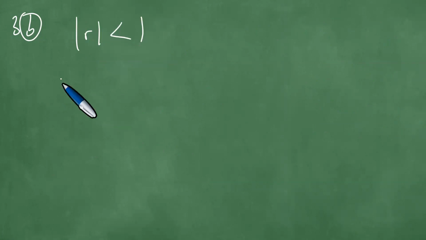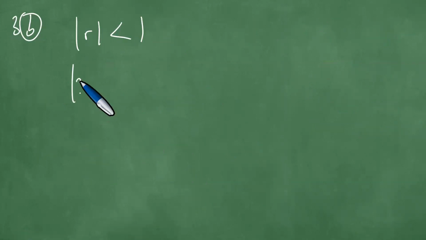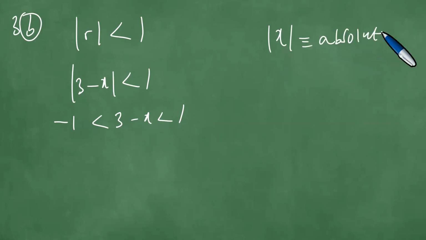And then 3B. Okay, this is the constant ratio, 3 minus x. So for it to converge, the absolute value of 3 minus x must be smaller than 1. Okay, this symbol is called the absolute value. Just to mention this, absolute value of x. That is what this is.